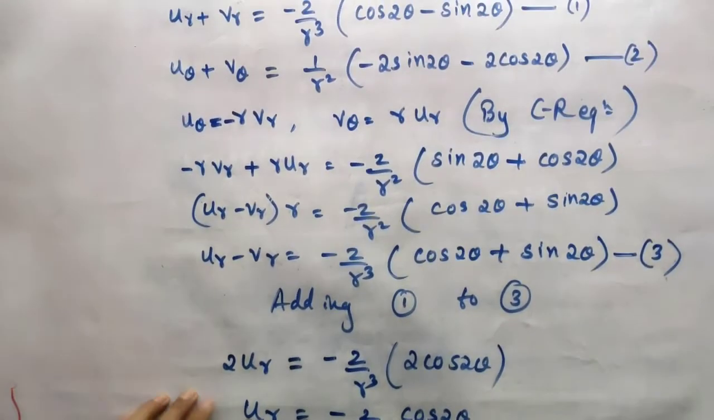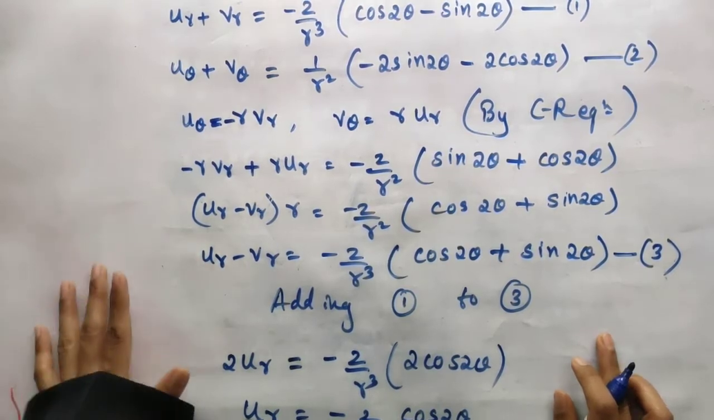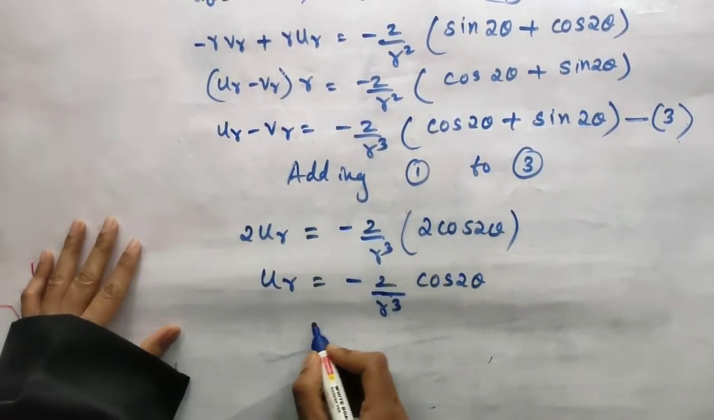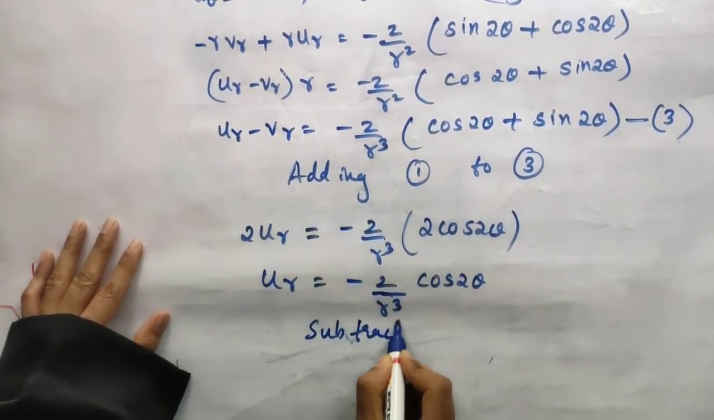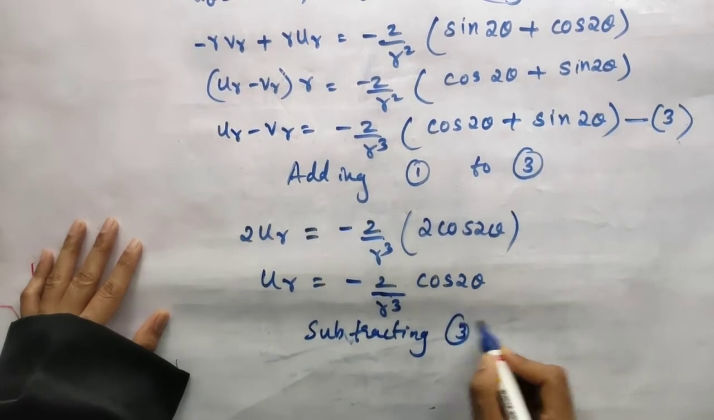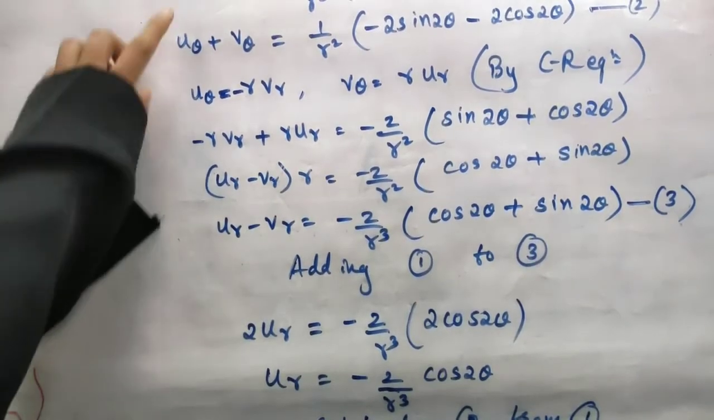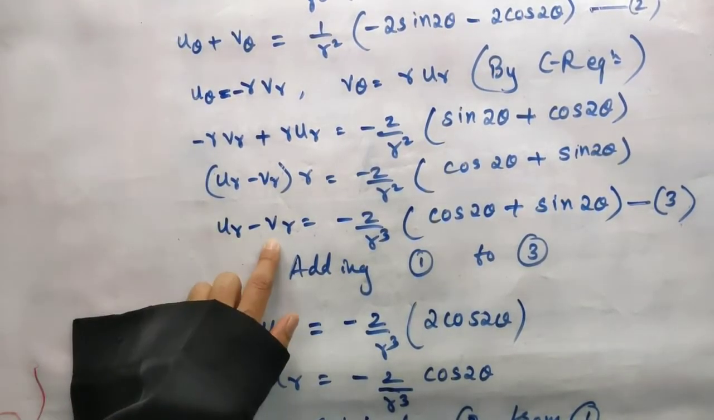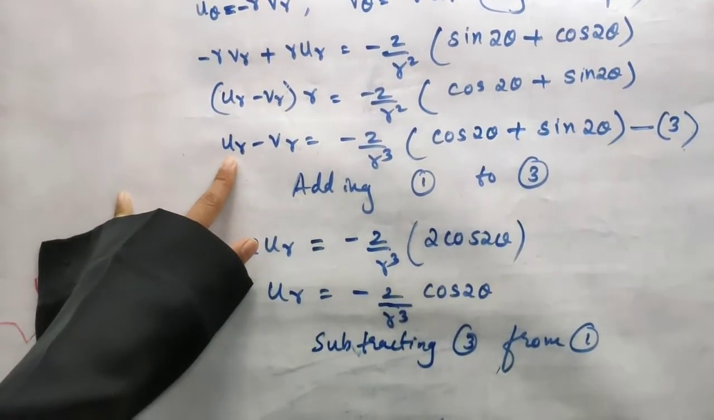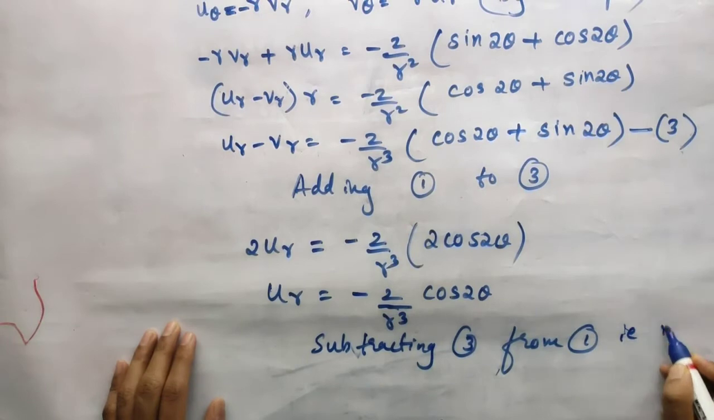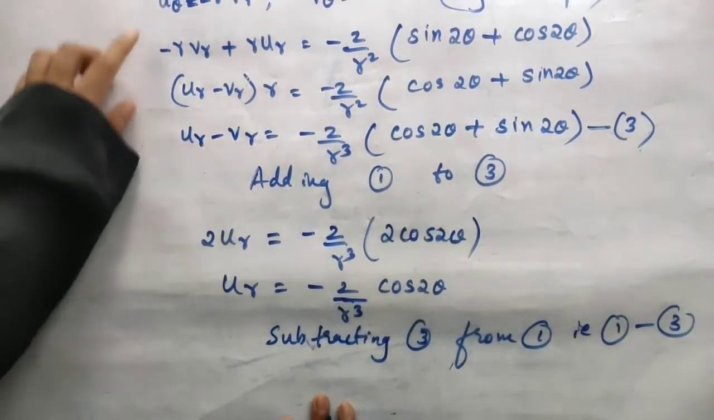Similarly, when we add, we get u suffix r. Similarly, when you subtract, you get v suffix r. Okay. Subtracting 3 from 1, this minus this we have to do. Equation 1 minus equation 3. That is equation 1 minus equation 3 we are doing. So, if we do so, what do we get?